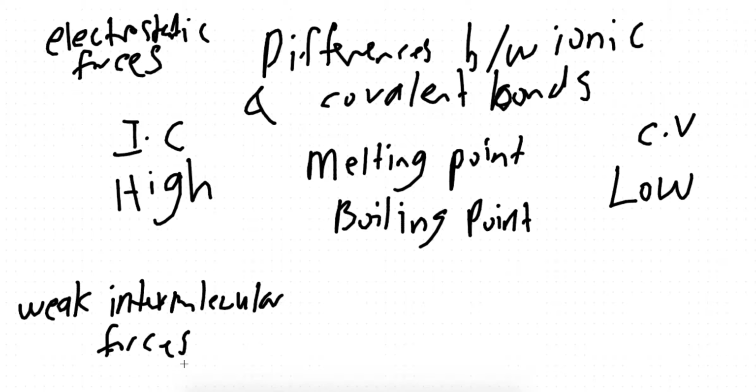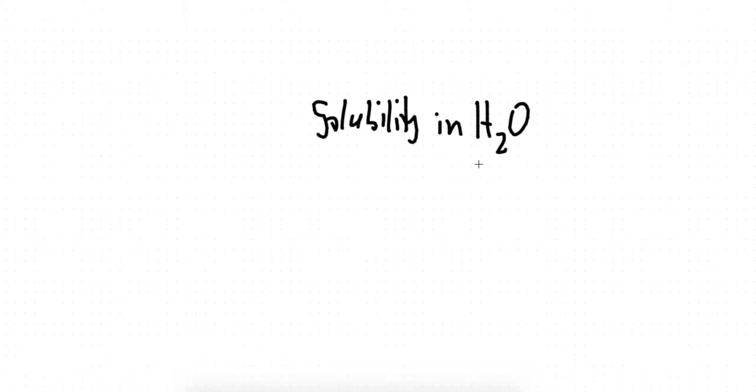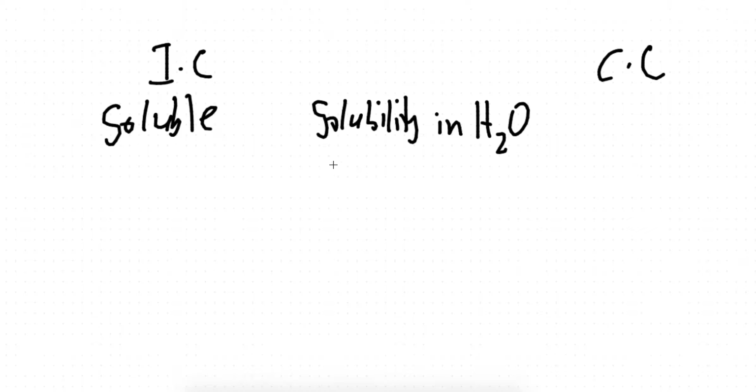The second property is solubility in water. Let me do this on another page. Solubility in water, and solubility just means the ability to dissolve. Okay, so ionic compounds, this you should really memorize guys. Ionic compounds are soluble in water, covalent compounds are insoluble in water.